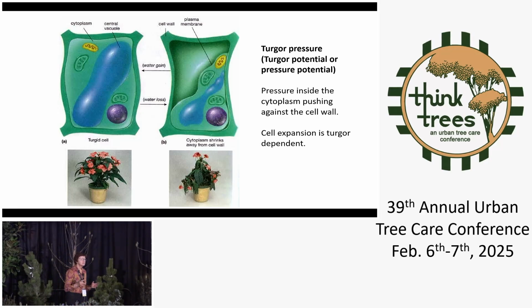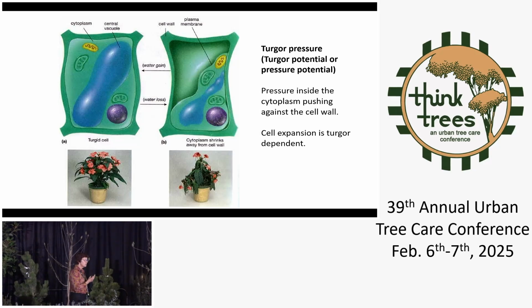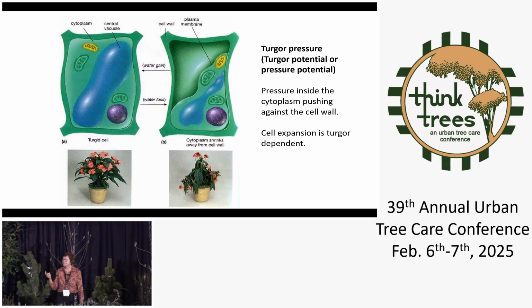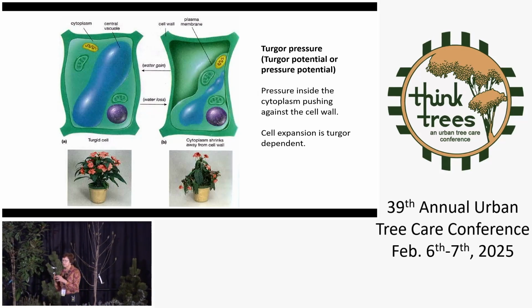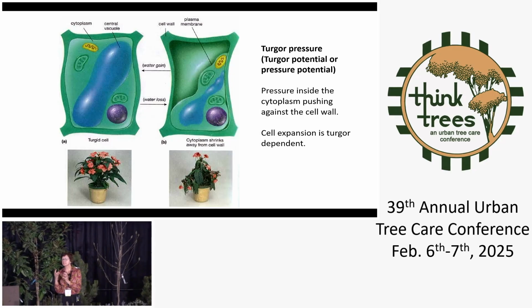So when we're talking about that water potential, that essentially is the pressure that keeps that water column going from the roots all the way up to the leaves. There are different components to that pressure, to that potential, and one is the turgor pressure. That is the pressure inside the cell, and the water has to press against the cell walls.